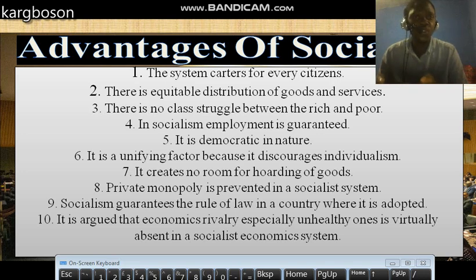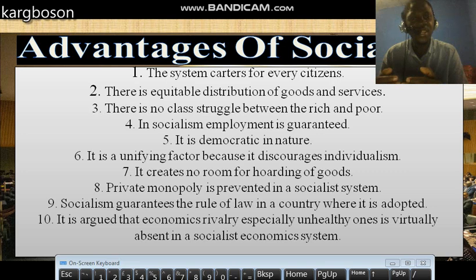So in socialism, what happens is that the system is almost catering for everybody. Then also there is a fair distribution of goods and services, because it is not only looking after the few privileged in society.